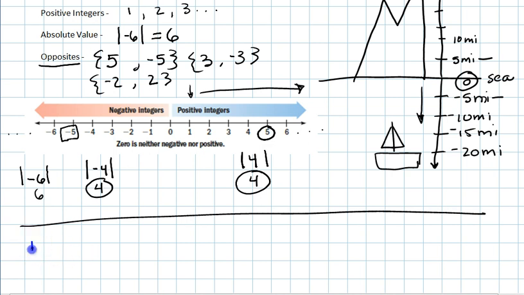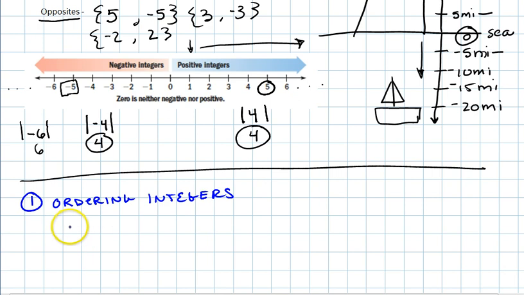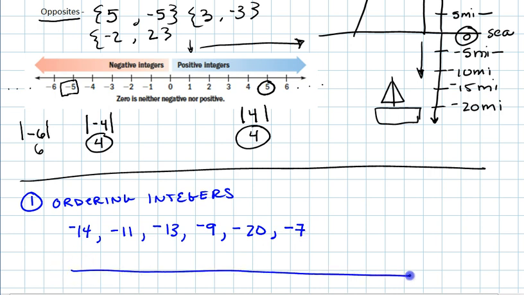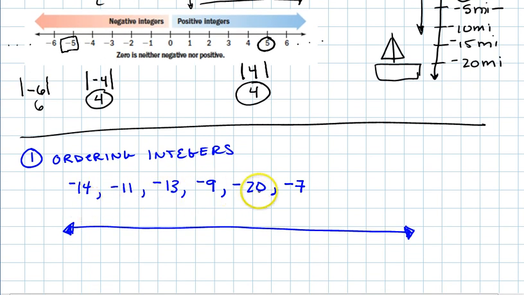Alright, let's start by ordering integers. Let's say I have a set of numbers: negative 14, negative 11, negative 13, negative 9, negative 20, and negative 7. I'm going to draw a number line, and I'm going to graph my numbers. Notice all my numbers are negative, so I'm going to put 0 over here because I don't need much room for positive numbers.